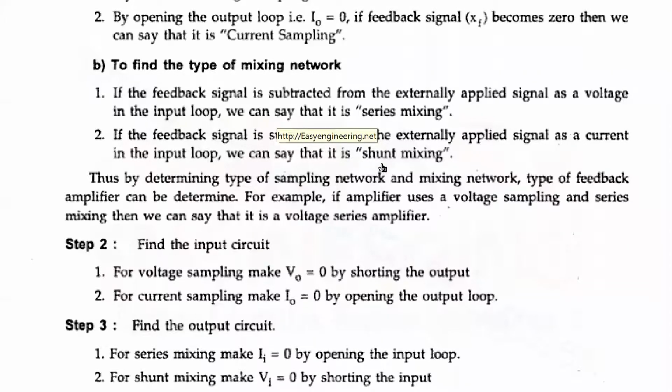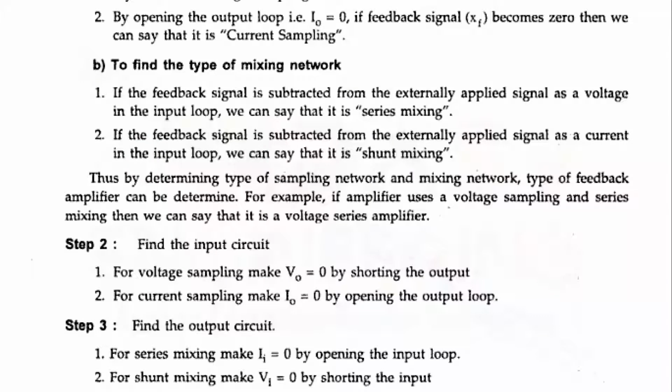The mixing at the input is shunt mixing. Then what we do is, we make the input voltage 0, right? How to make input voltage 0? Short circuit the input. Voltage 0 means short circuit, simple. How to make current 0? Open circuit. Current 0 means opening.